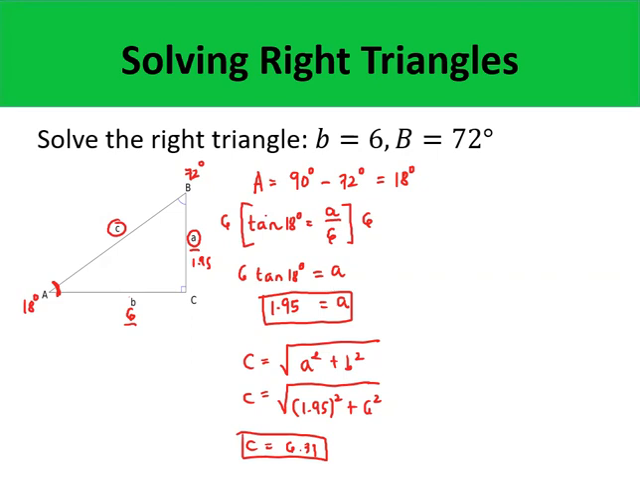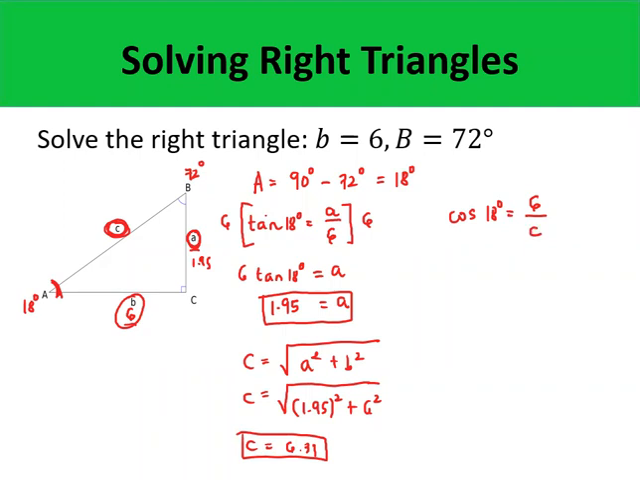Now, we can also solve the problem, but instead of solving for A first, we can solve for the length of side C. If we're using 18 degrees as our theta, then we can make use of the adjacent and the hypotenuse. So that's going to be cosine of 18 degrees is equal to the adjacent side, which is 6, divided by the hypotenuse, which is c.